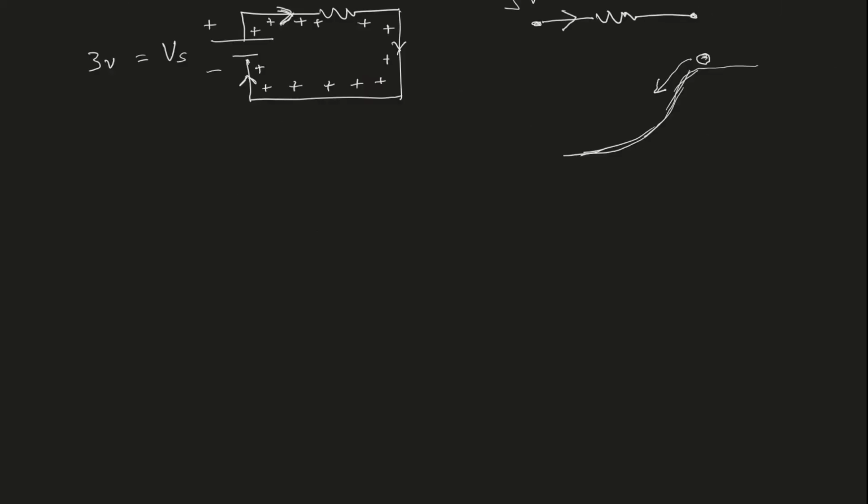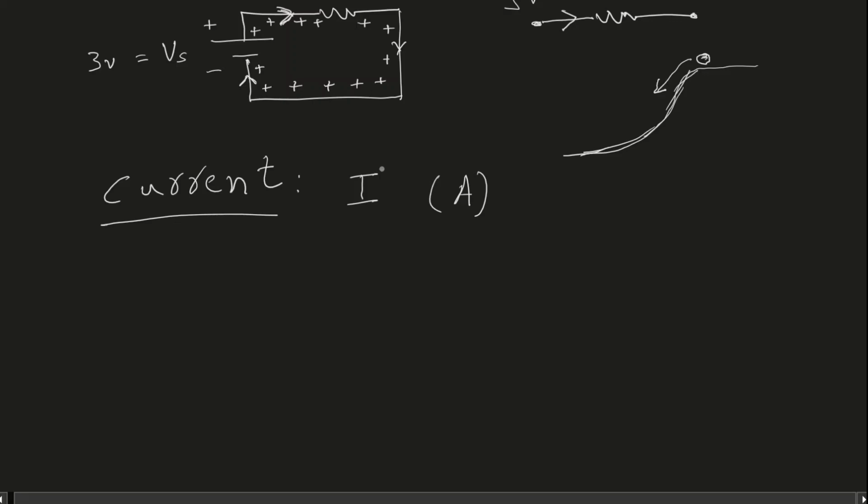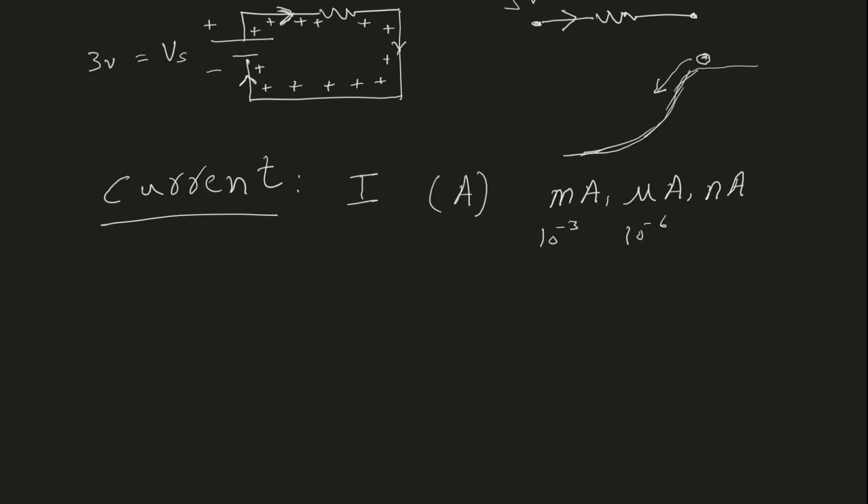Now, let's consider current. The current is represented by the symbol I, and the units are amperes. 1 ampere is a very large current. Typical values would be milliampere or microampere or nanoampere. As you know, milli is 10 to the minus 3, micro is 10 to the minus 6, and nano is 10 to the minus 9. So these are smaller units of current, but the current is actually measured in amperes.